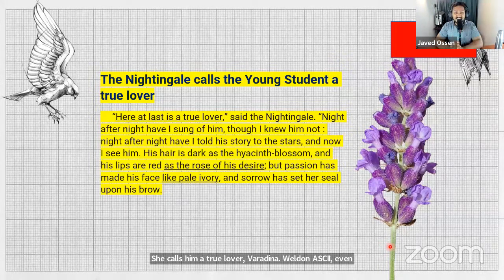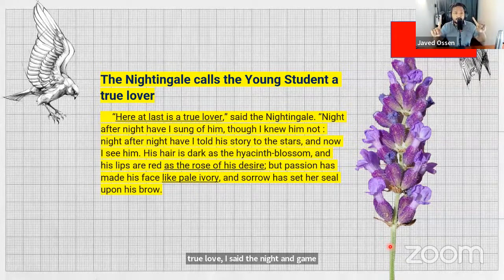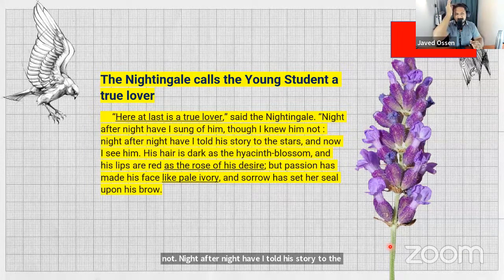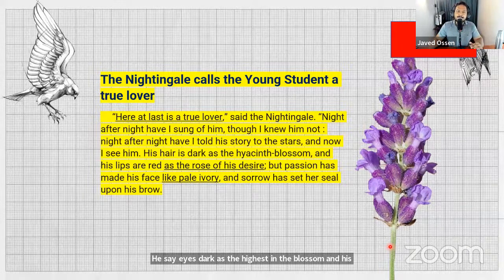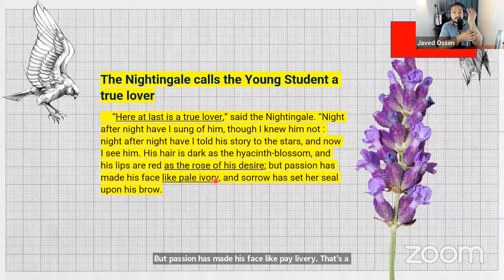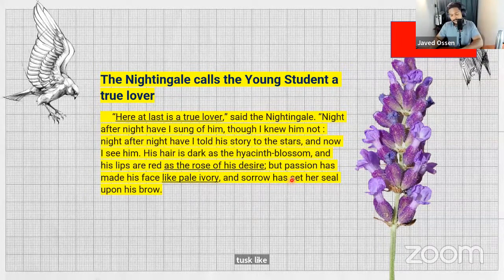What does the Nightingale say here? Here at last is a true lover, said the Nightingale. Night after night have I sung of him, though I knew him not. Night after night have I told his story to the stars, and now I see him. His hair is dark as the hyacinth blossom, and his lips are red as the rose of his desire. But passion has made his face like pale ivory. There's a simile there, right? What's ivory? Ivory is the bone color, like the elephant tusk, like bones. Passion has made his face like pale ivory, and sorrow has set her seal upon his brow.